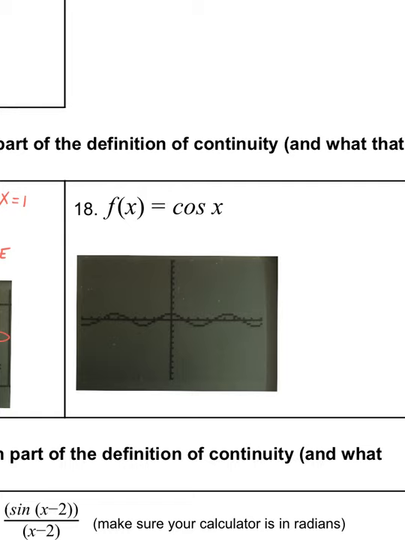Okay, number 18 is the graph of the cosine, and if you remember from pre-calc, the cosine is continuous everywhere. There are never any discontinuities. So we just say this is continuous everywhere, for all values of x.